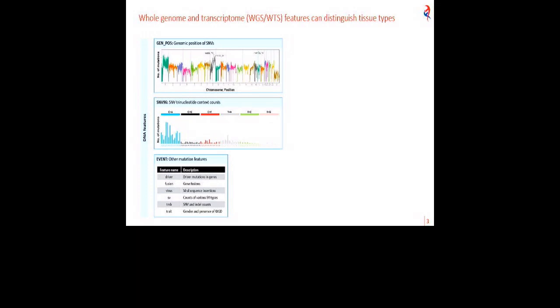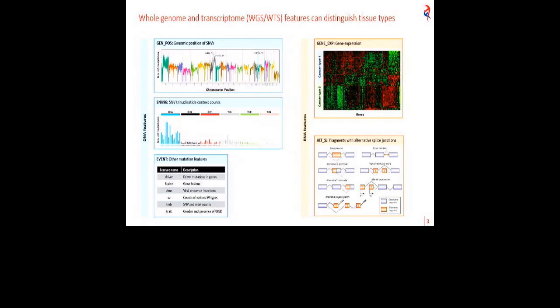We can also look at the trinucleotide context, and this reflects the mutational processes that have been active in the cell, for example UV radiation in skin cancer. And lastly, we can look at other mutation features such as driver mutations, gene fusions, and viral insertions. Besides DNA, we can also look at RNA. The obvious one is gene expression, but we can also look at fragments with alternative splice junctions, and this is basically the expression of everything else other than genes.